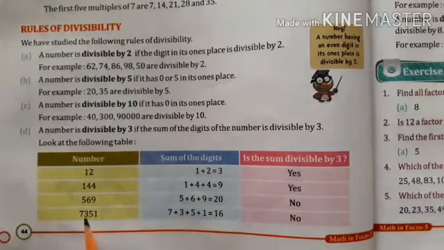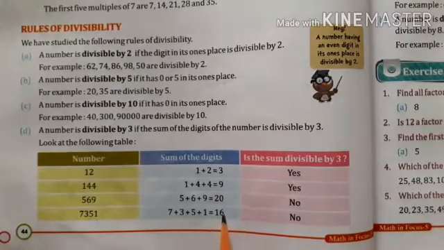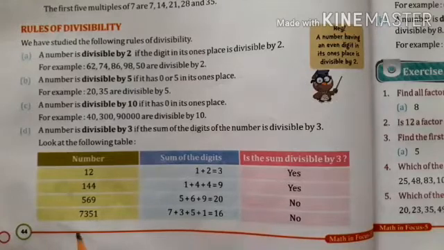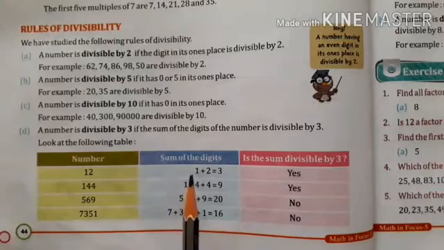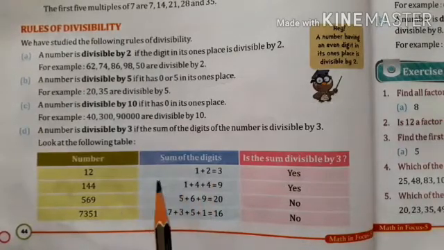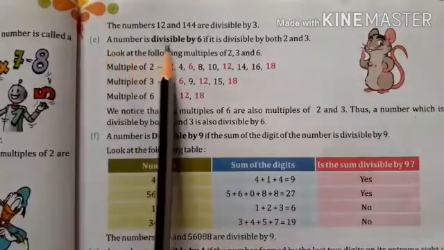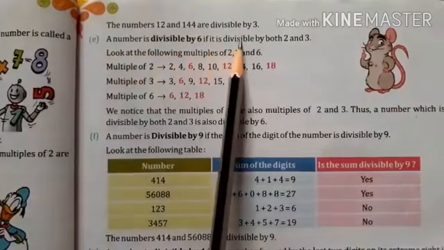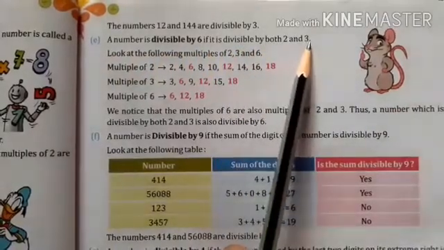Next, 7351. So the sum of these digits 7 plus 3 plus 5 plus 1 equal to 16. But 16 is not divisible by 3. So 7351 is not divisible by 3. Okay. So if the sum of the digits of a number is divisible by 3, then only the number is divisible by 3. Okay. A number is divisible by 6 if it is divisible by both 2 and 3.